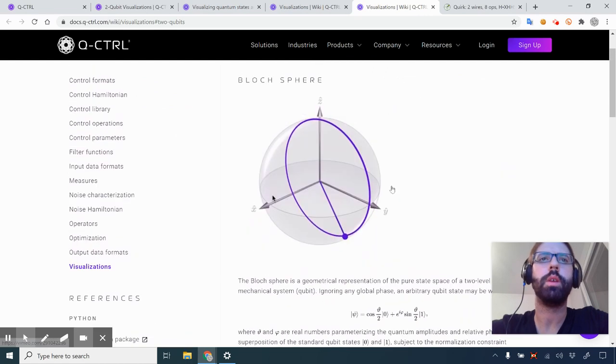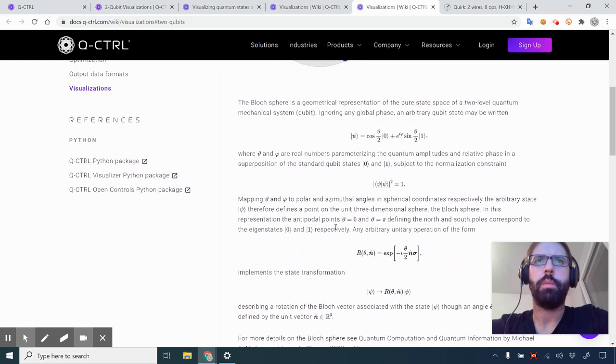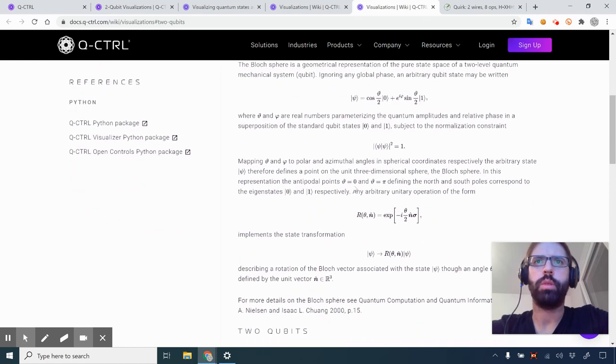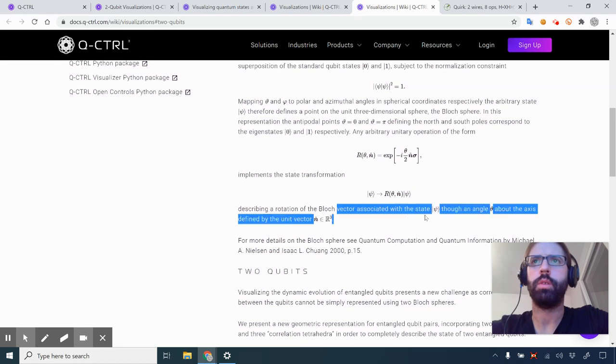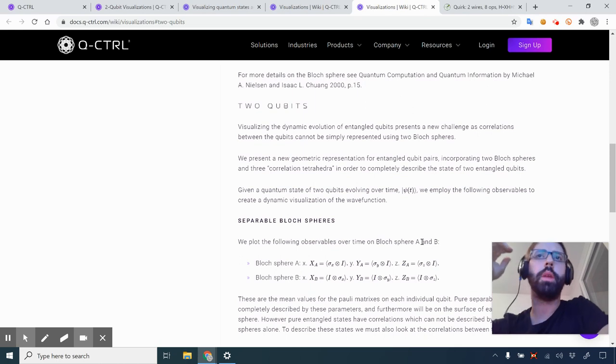So two qubits, the Bloch sphere representation, you know, these mapping state transformation, this kind of rotation of the Bloch sphere zero state. Okay, so that's Bloch sphere stuff, two qubits. Visualizing the dynamic evolution of entangled qubits represents a new challenge, as correlations between the qubits cannot be simply represented using two Bloch spheres. We present a new geometric representation for entangled qubit pairs incorporating two Bloch spheres and three correlation tetrahedra in order to completely describe the state of two entangled qubits.